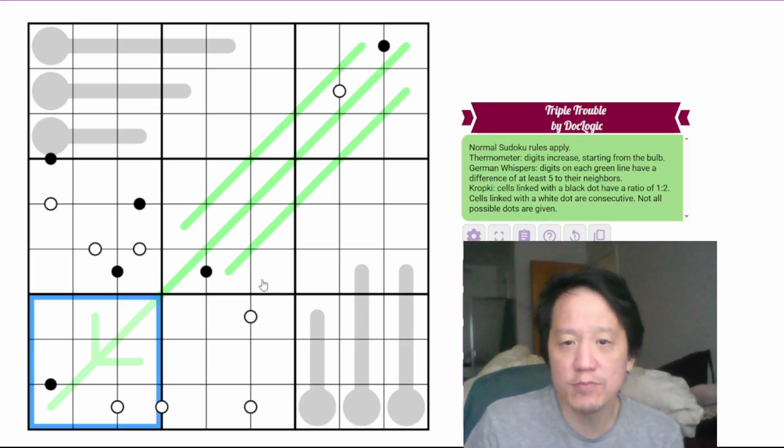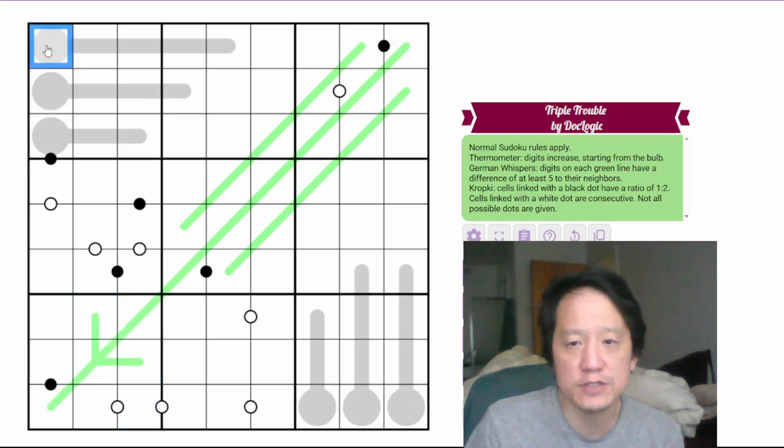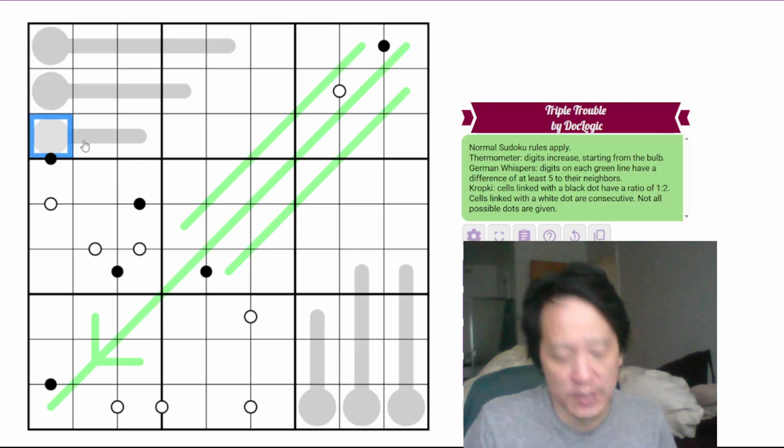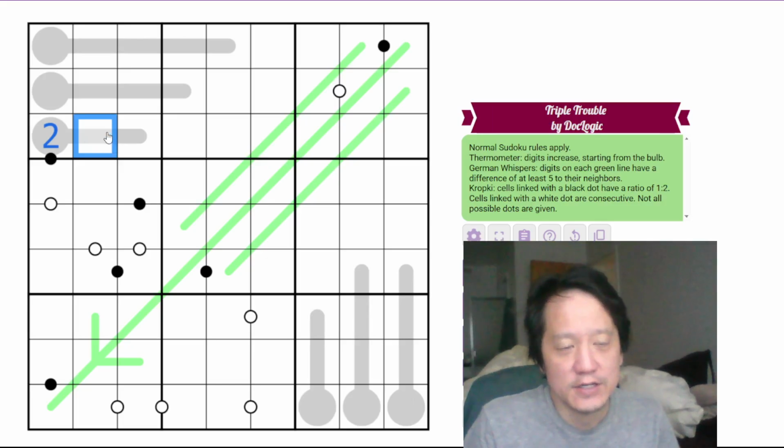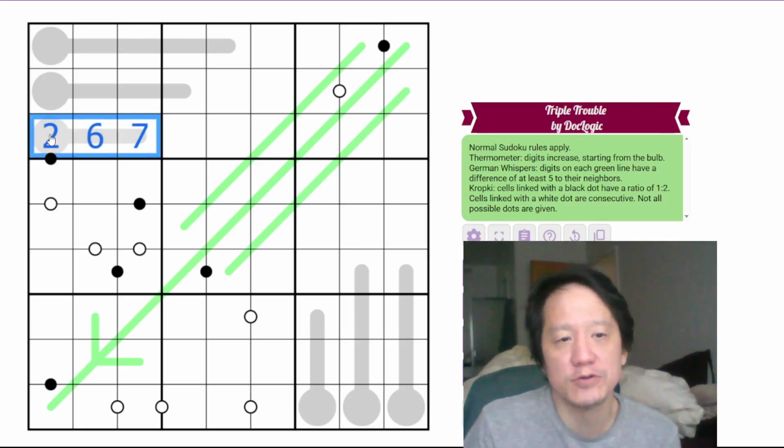We have thermometers where digits increase starting from the bulb. So as an example, you could have something like 2, not 0. Well, no, 0 is not valid. 2, 6, and 7.